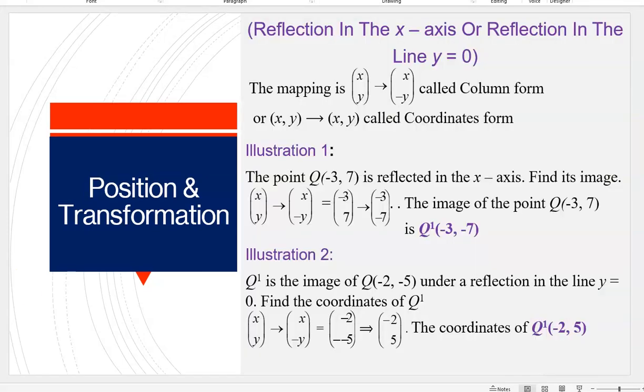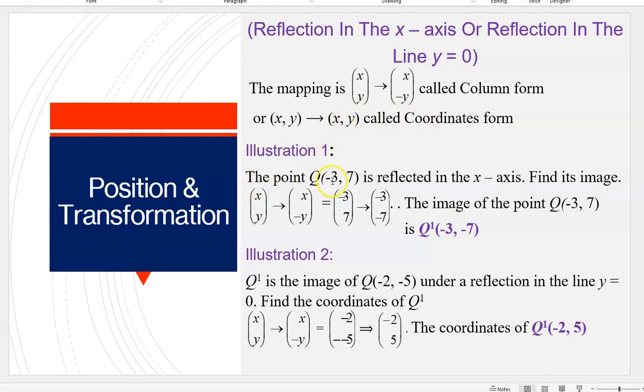So let's look at some few examples. Reflection in the x-axis or reflection in the line y equals 0. The mapping is given as x, y maps to x, negative y. This is called column form, and this is called coordinate form or ordered pairs.